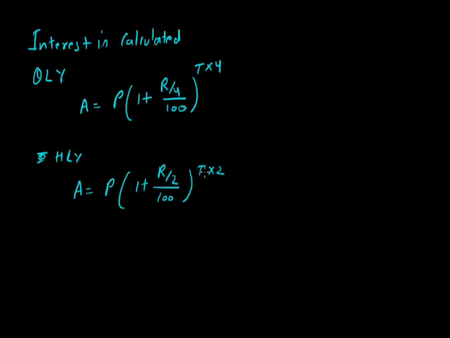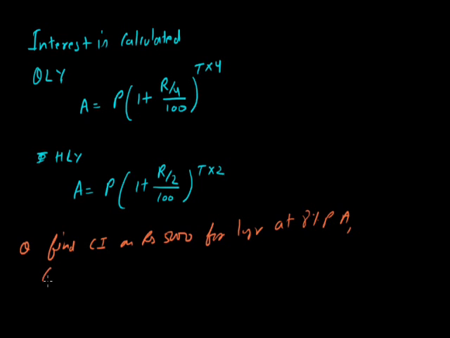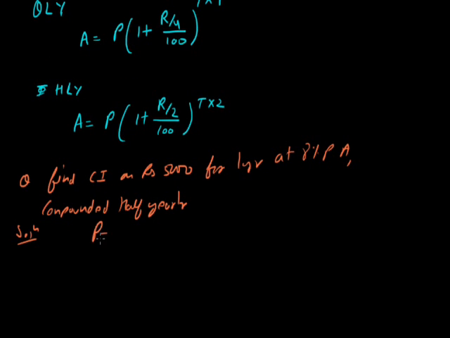Now let's solve one problem based on it. Find the compound interest on rupees 5,000 for 1 year at 8% per annum compounded half yearly. So let's see the solution. Here principal is 5,000, rate of interest is 8% per annum, time period is 1 year.